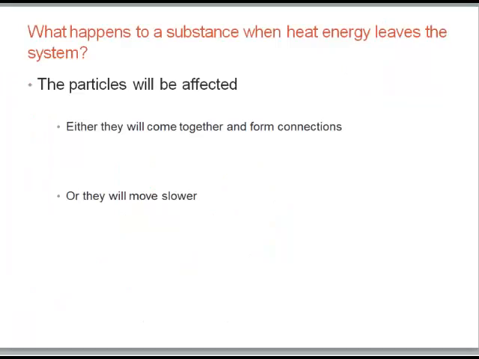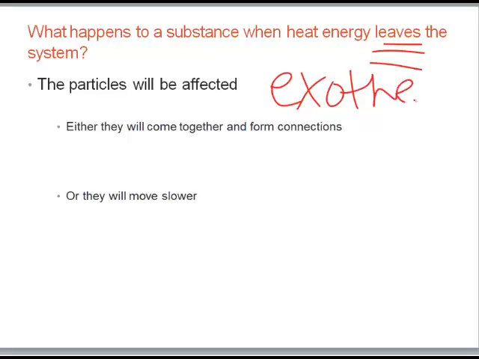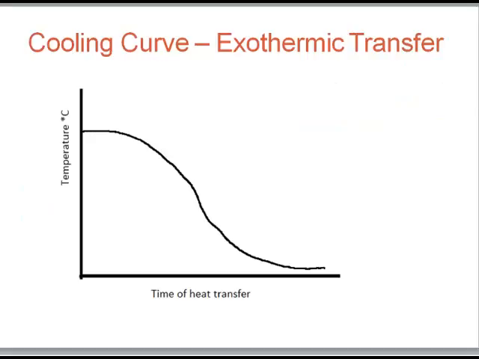Now, all that being said, what would happen to a substance when heat energy leaves the system? Okay, so we just looked at if you add energy. So now what if energy is leaving the system? So this would be for an exothermic. Again, the particles will be affected, and either they're going to come together and form connections, or they will move slower. All right, two options. All this is going to do is flip our graph, and it's the same exact concepts, except now, since energy is leaving the system, because it's exothermic, we're going to have a cooling curve.